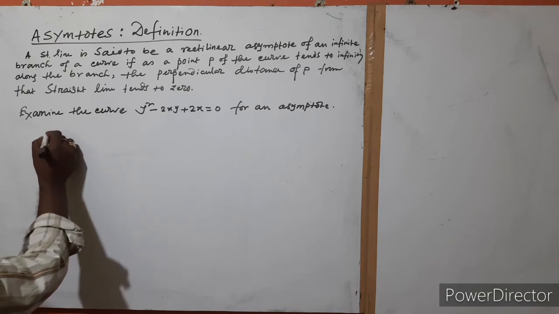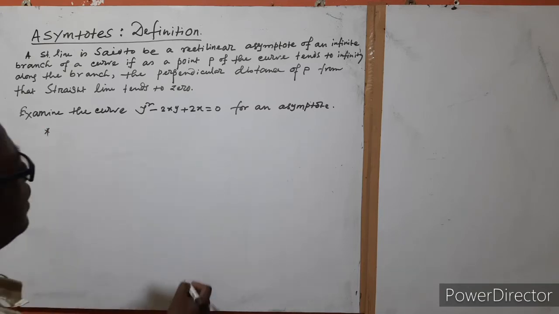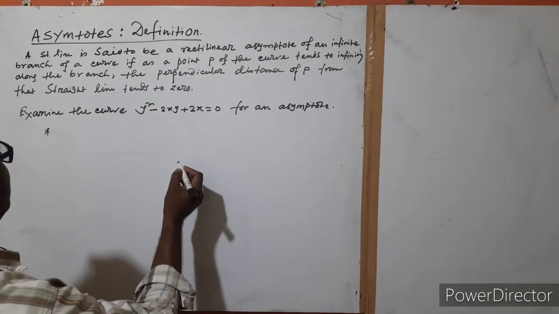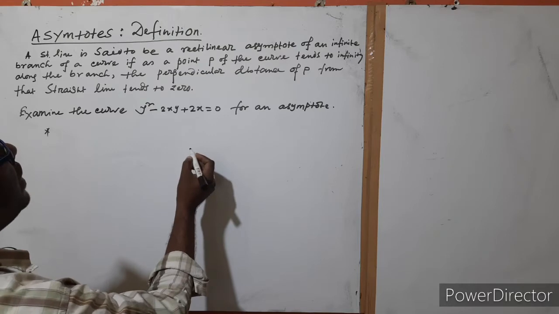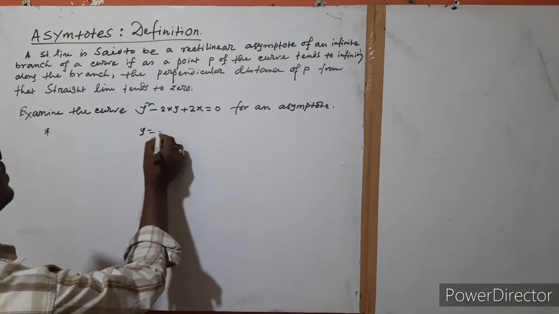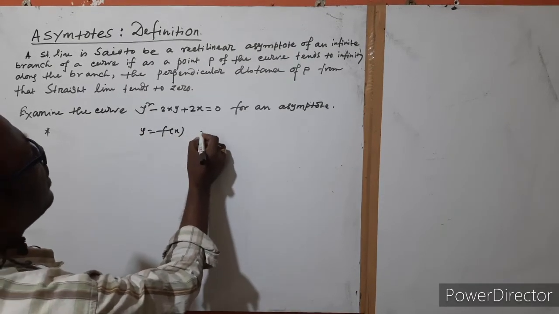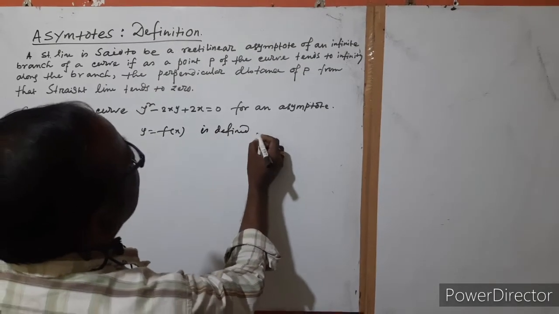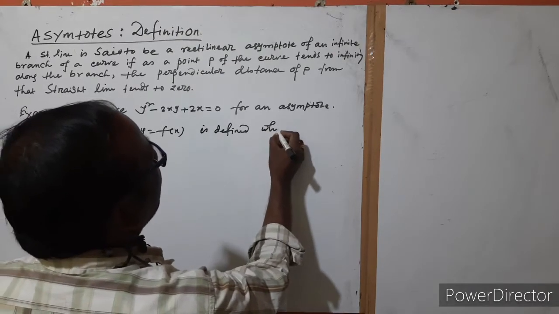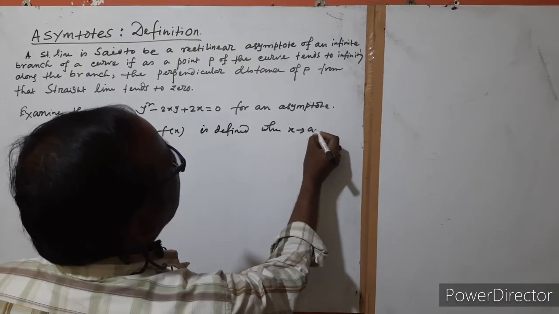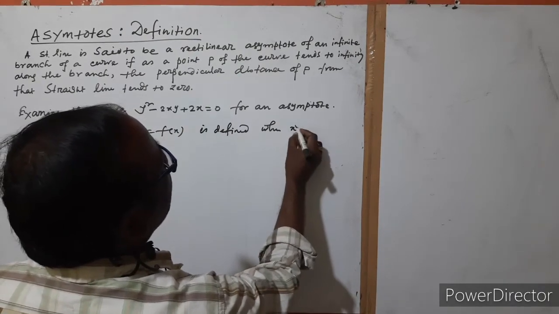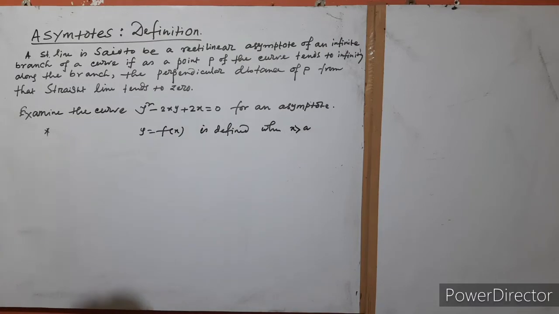See the drawing here, then it would be clear about the definition of asymptotes. Now see, y equal to f of x is defined when x tends to a plus, which means x is greater than a, okay, when it is defined for x greater than a.